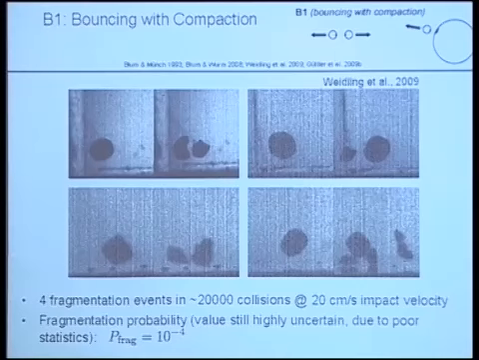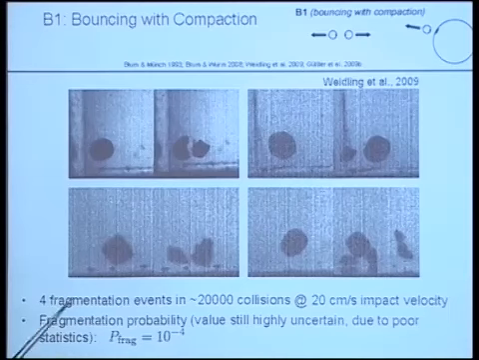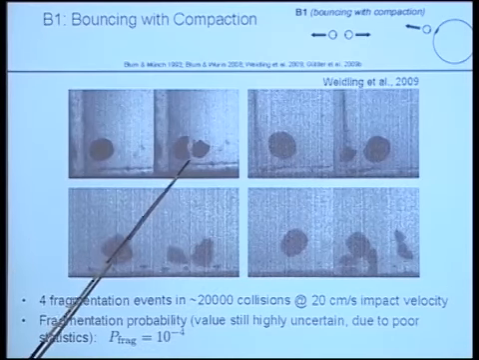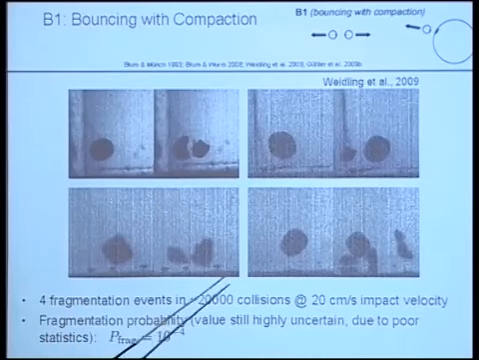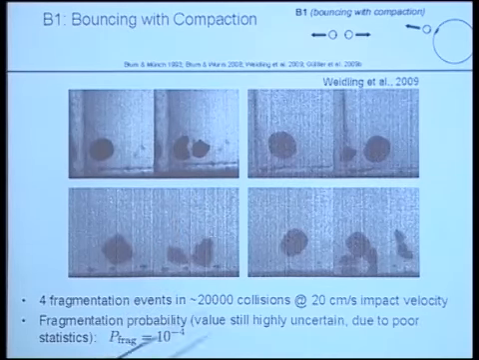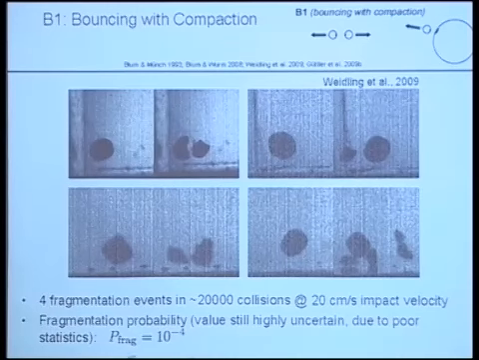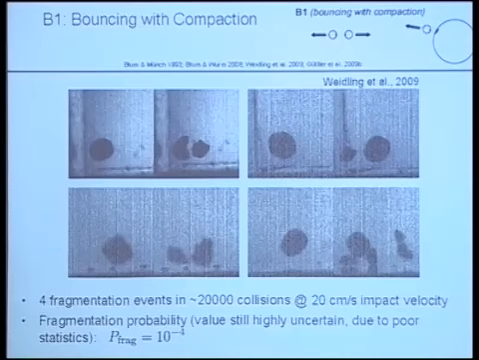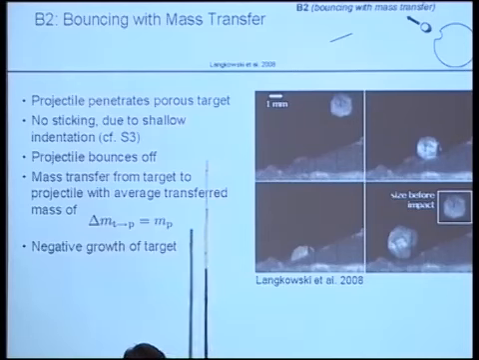And something else happened in these about 20,000 collisions we observed. 4 collisions did fragmentation. So this is just before the fragmenting event, and this is the next picture, or next cycle, and it fragmented into this and that. Again, 2 pieces of almost equal size. So we have a very, very little but extremely important fragmentation probability at very low velocities. 20 centimeters per second was the average velocity in this experiment. So I'll come back to that number later.